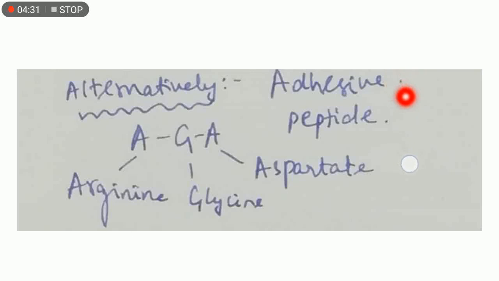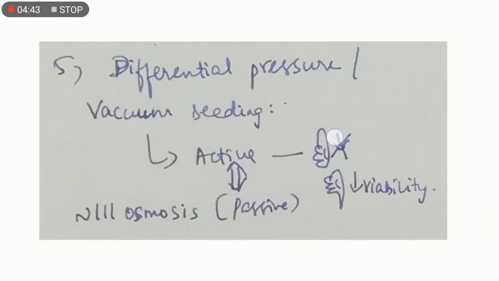Here, because at the molecular level we use a peptide, it's called an adhesive peptide made up of RGD. RGD stands for arginine, glycine, aspartic acid. So these three things in the form of a peptide are a very good adhesive agent.